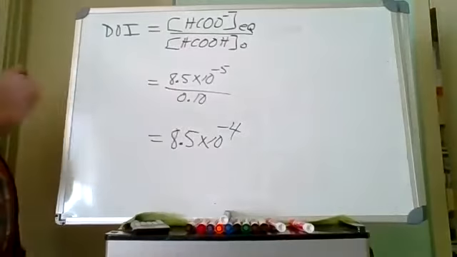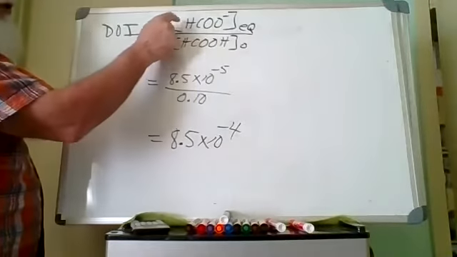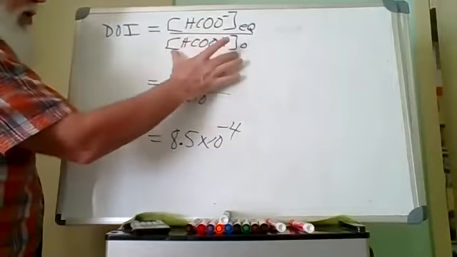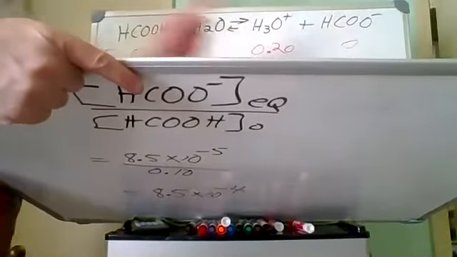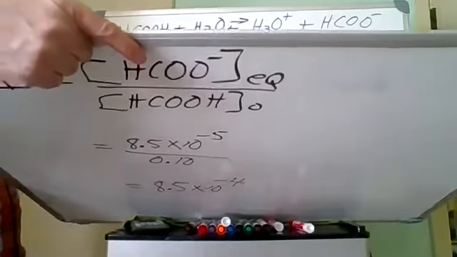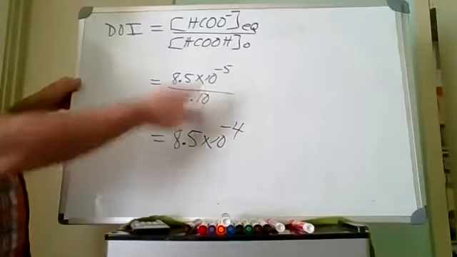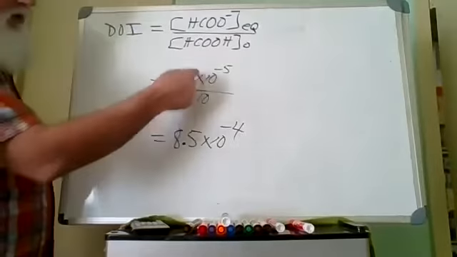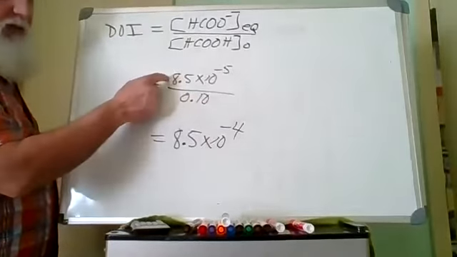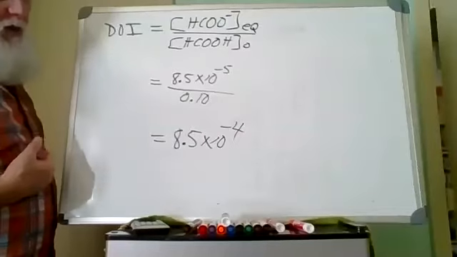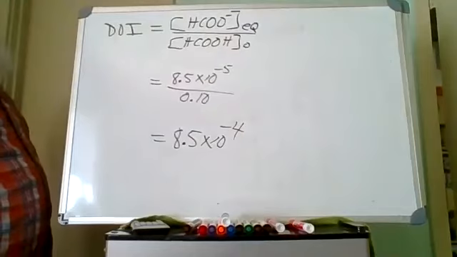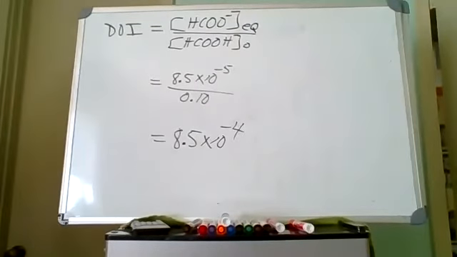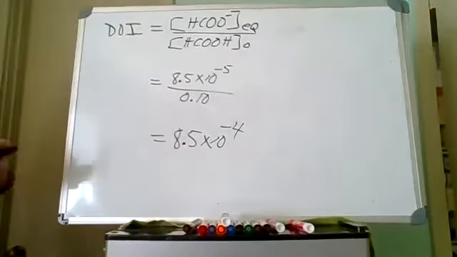All right, so let's just back up here again. The degree of ionization is the equilibrium concentration of the formate ion divided by the initial concentration of the free acid. So we just plug the numbers in. This was x over 0.1, and we solved for x as 8.5 times 10 to the negative fifth. That's the equilibrium concentration of the formate ion. Just divide the two, we have our answer. Now, if we wanted percent ionization, we would just multiply that times 100.